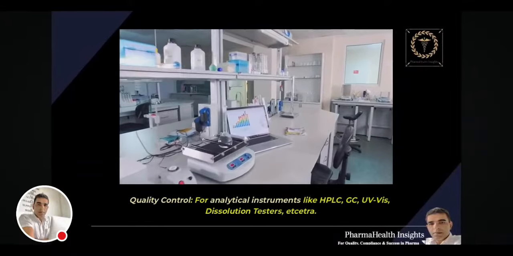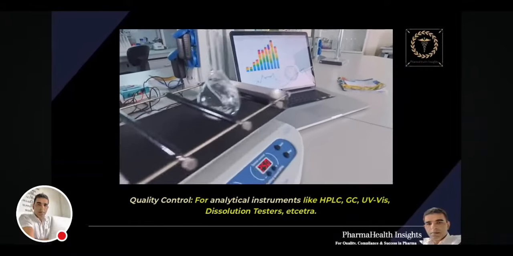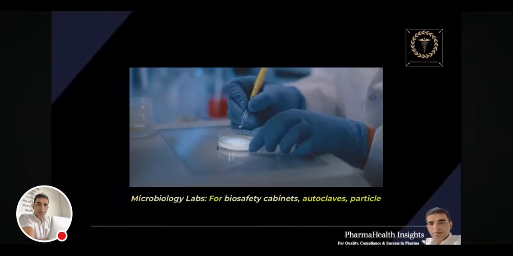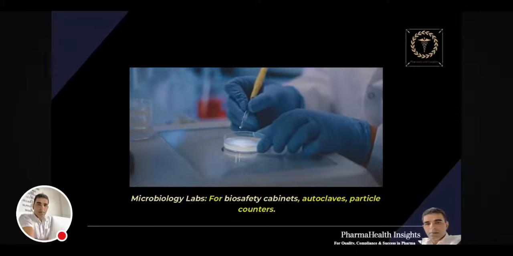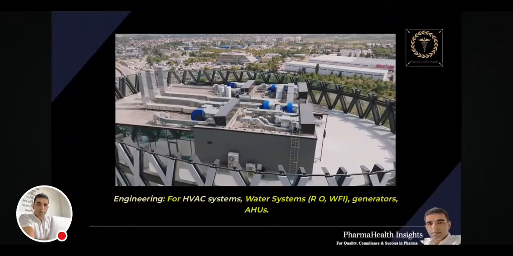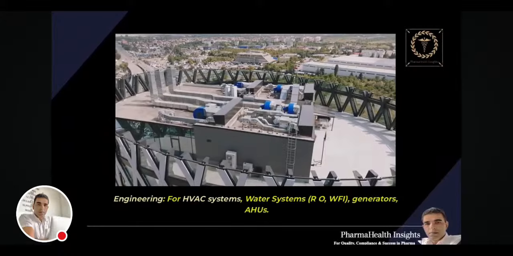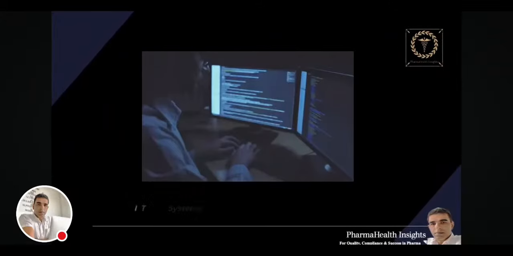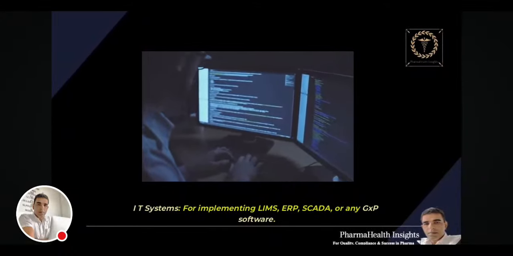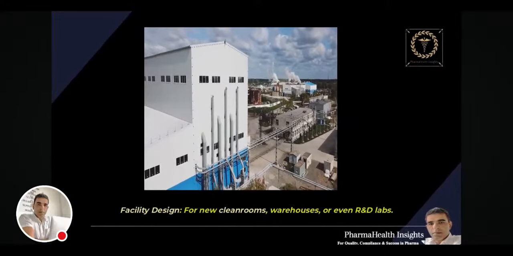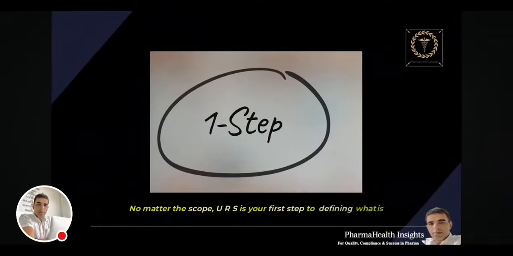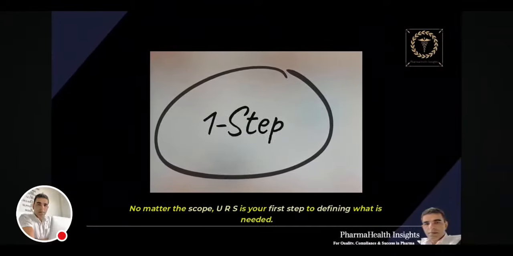Quality control. For analytical instruments like HPLC, GC, UV-Vis, dissolution testers, etc. Microbiology labs. For biosafety cabinets, autoclaves, particle counters. Engineering. For HVAC systems, water systems, RO, WFI, generators, AHUs. IT systems, for implementing LIMS, ERP, SCADA, or any GXP software. Facility design, for new clean rooms, warehouses, or even R&D labs. No matter the scope, URS is your first step to defining what is needed.